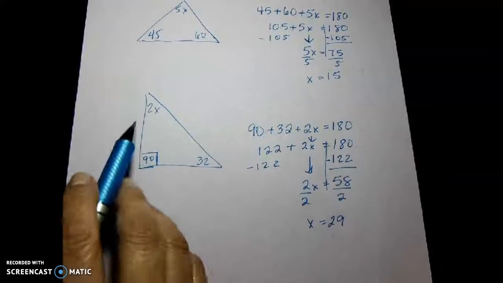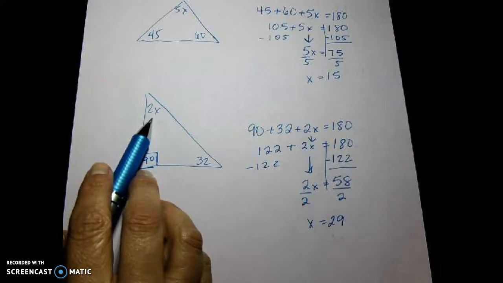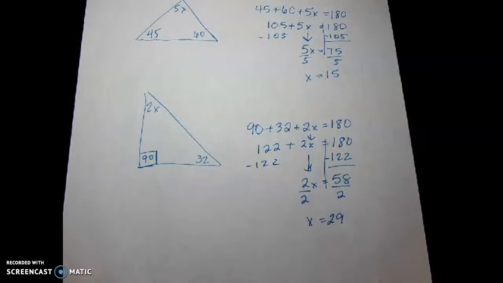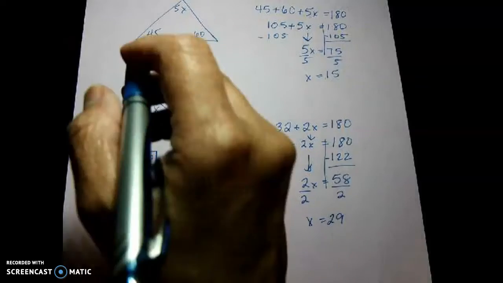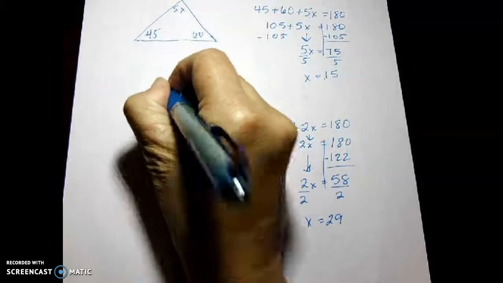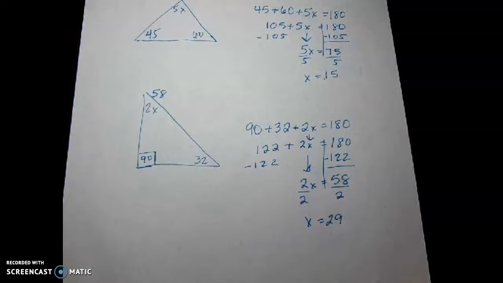And then how much is this angle? 29 times 2 is 58. So 58 would be that angle measure. Okay, now you're going to try some problems on your own.